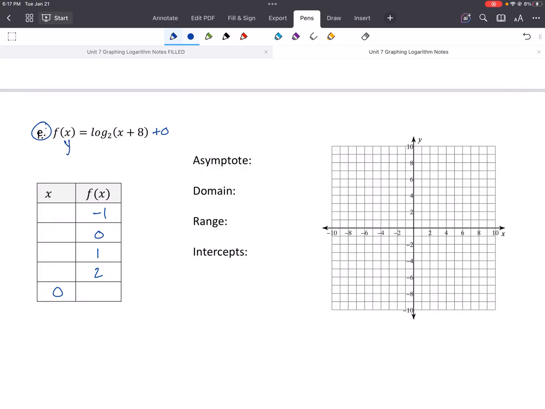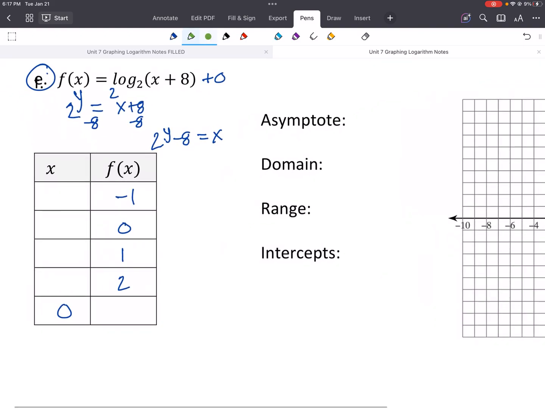Okay? So again, we'll put this into exponential form. So we would get rid of the log, which is equal to x plus 8, and then we need to subtract 8. So 2 to the y minus 8 is equal to x. And we'll just plug that in again. So 2 to the negative 1 minus 8. So that would be 1/2 minus 8.